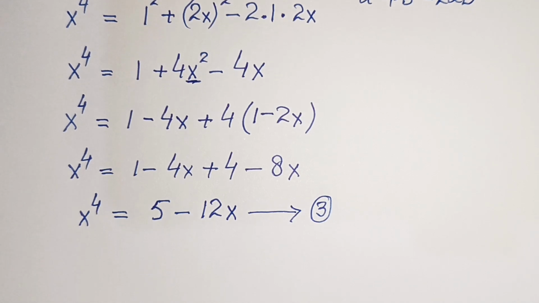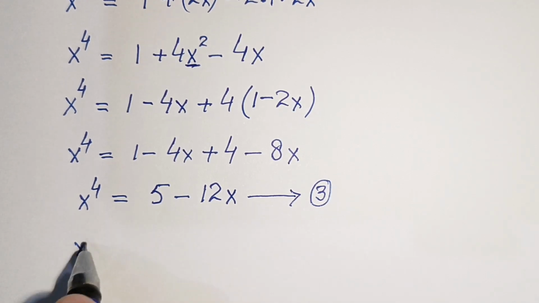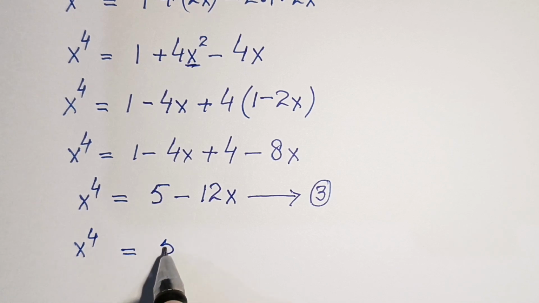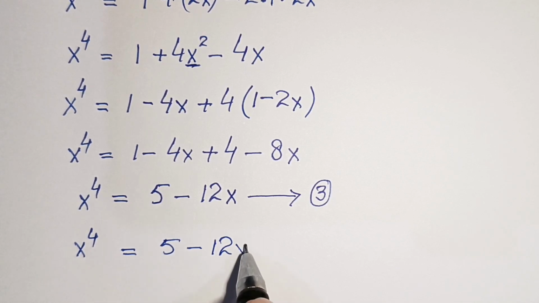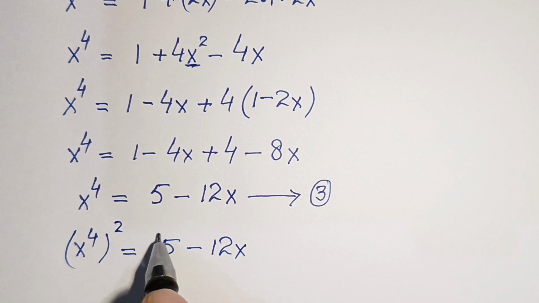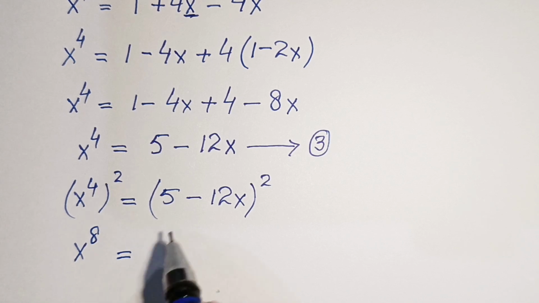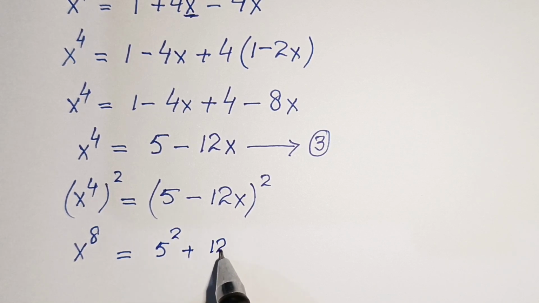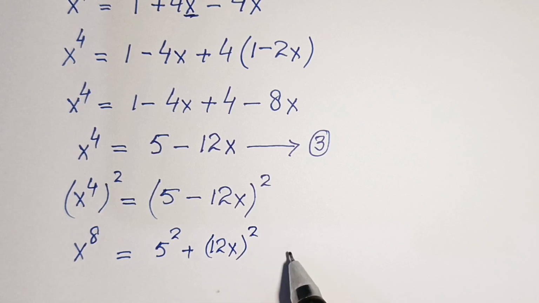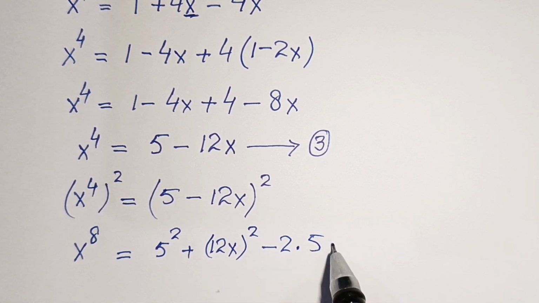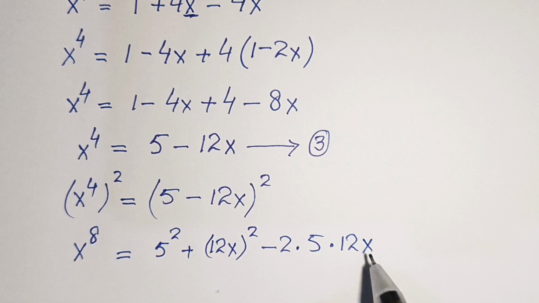Now we have to take square again. So here x to the power 4 is equal to 5 minus 12x. Now taking square on both hand sides, it will be x to the power 4 to the power 2, which is 4 times 2 is 8, is equal to, now it is a minus b whole squared, so it will be 5 squared plus 12x whole squared and minus 2 times 5 times 12x.